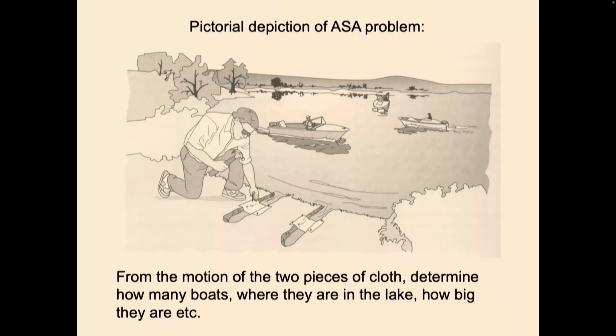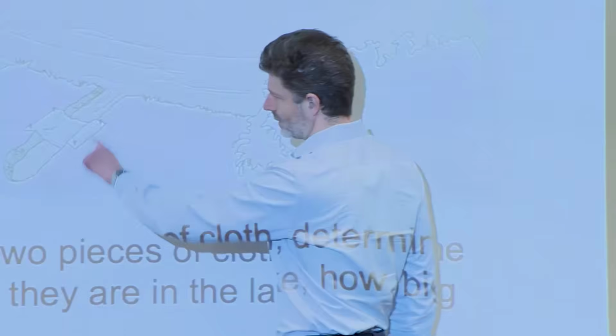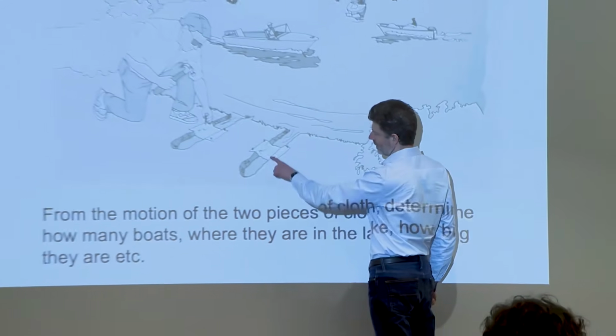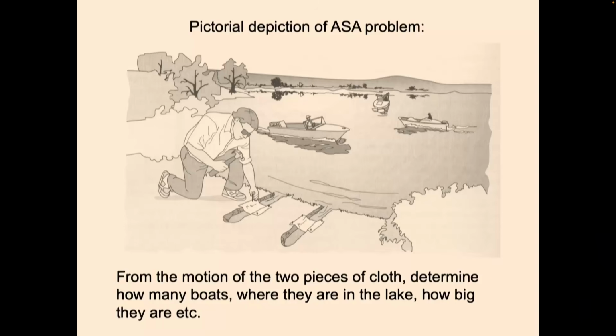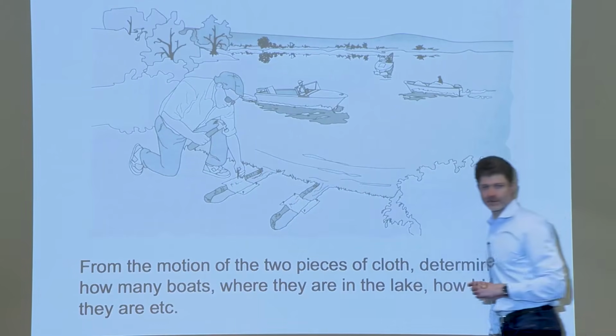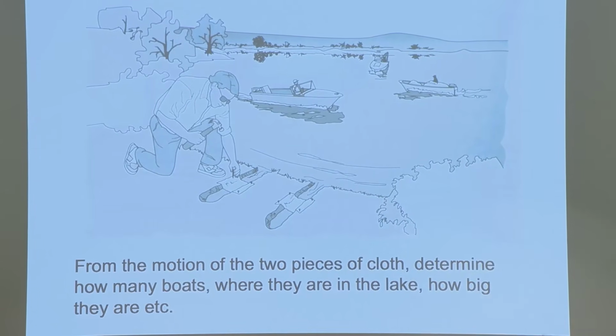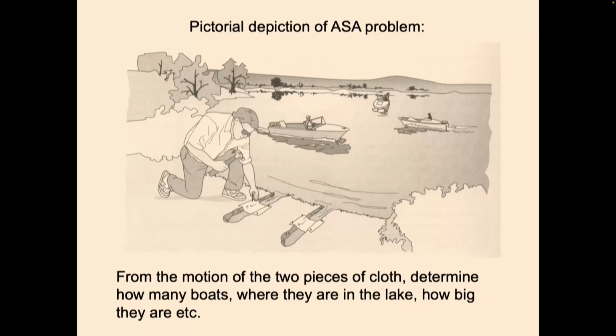So another fun way to think about this problem is this pictorial description that's normally attributed to Bregman. Imagine the situation where we've got a lake. There's a bunch of boats on the lake. There are two little inlets that we've carved out of the edge of the lake, and we lay down two handkerchiefs so that they float on the surface of the water. And we are allowed to measure the motion of these two handkerchiefs. From the motion of the pieces of cloth, we have to determine how many boats are in the lake, where they are, how big they are, maybe where they're going, stuff like that.